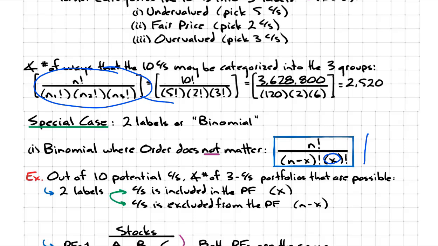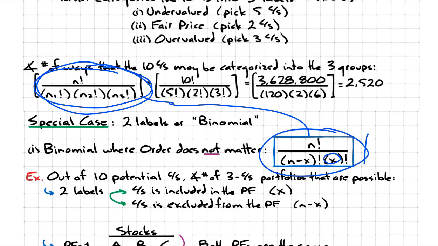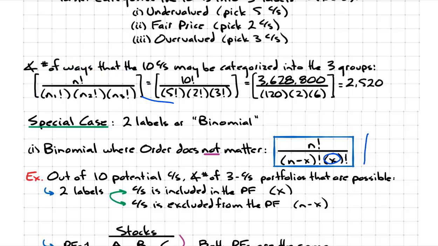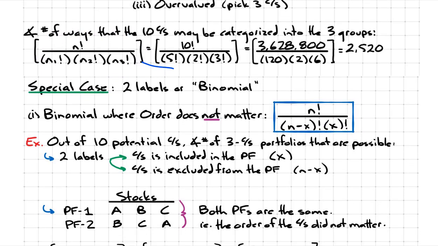And again, what I'm trying to do here is by linking these two together, I'm trying to show you that you're just applying the same thing rather than treating these two as two separate formulas that have to be memorized. Okay, so now let's look at an example in which the order does not matter. Suppose that out of 10 potential stocks, we're asked to compute the number of 3 stock portfolios that are possible.